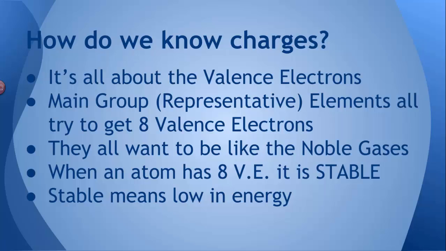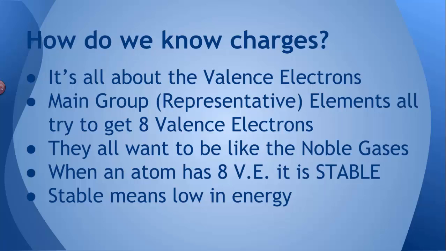So if you can stabilize an atom, you will lower its energy and it'll become happier. Okay? So noble gases are stable. They're stable because they have 8 valence electrons. What does that mean? Well, a noble gas is already stable. That means it doesn't do anything. It won't react generally with other elements. It's happy as it is.